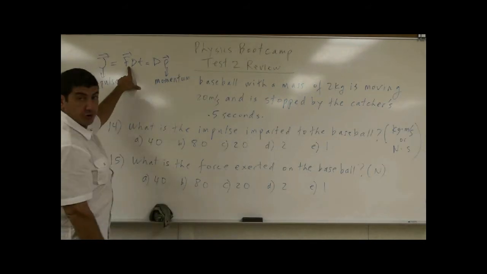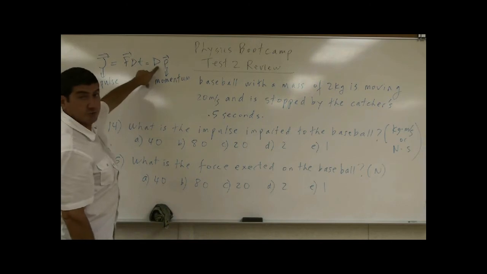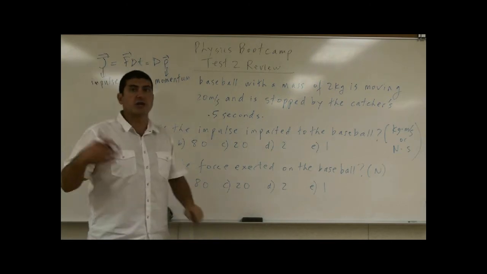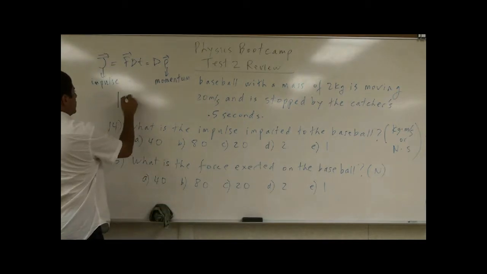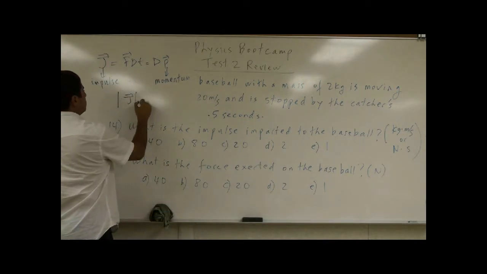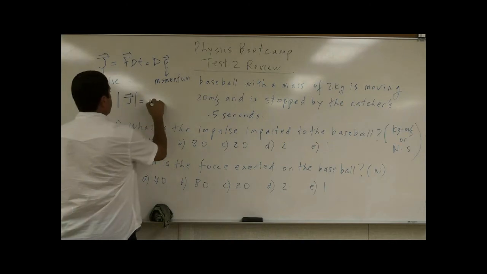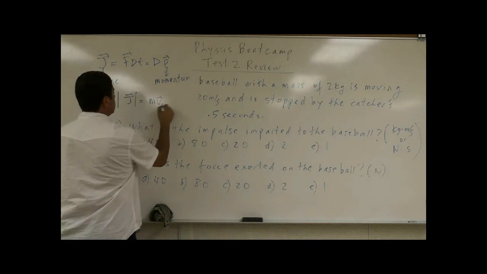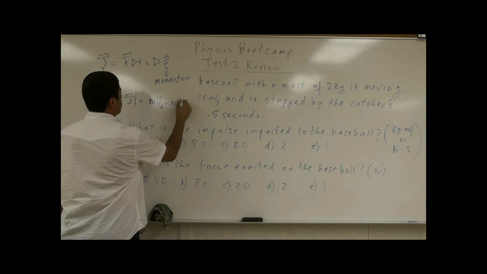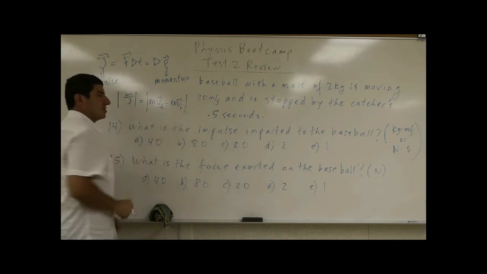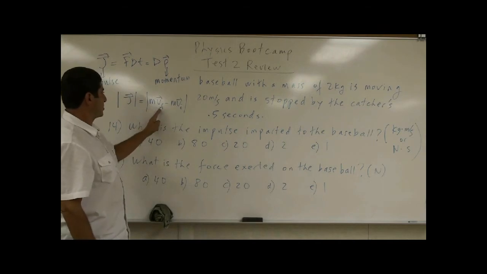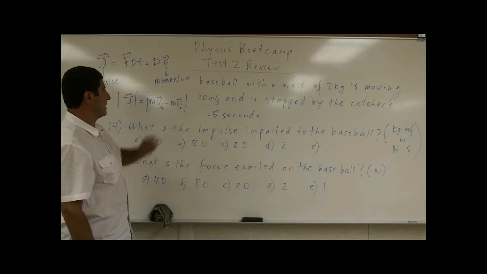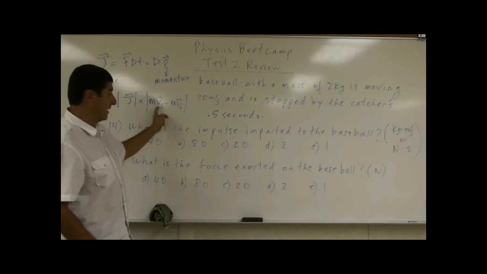Well, we don't know the force yet, but we do know the change in momentum. Momentum is what? Mass times velocity, right? So if I want to know the magnitude of the impulse imparted on the object, I do mass times final velocity minus mass times initial velocity. And right now, all I'm interested in is the magnitude of that. The mass of the baseball times its final velocity minus the mass of the baseball times its initial velocity. That's the change in momentum.